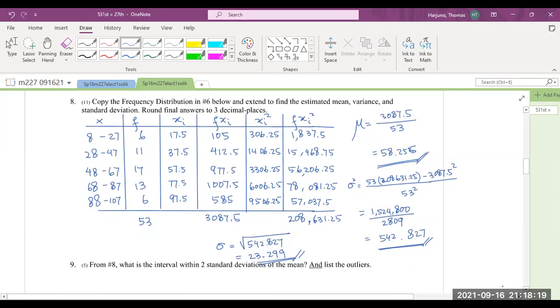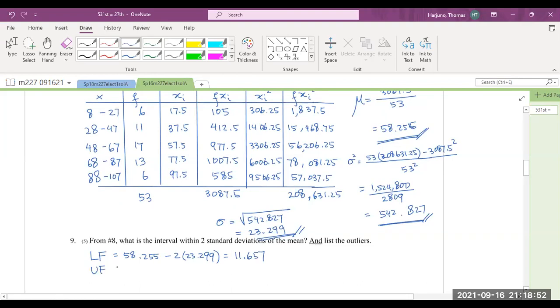So what is the interval within twice the standard deviation of the mean? The lower bound or lower fence equals the mean minus twice the standard deviation. So 58.255 minus 2 times 23.299. That is 11.657.